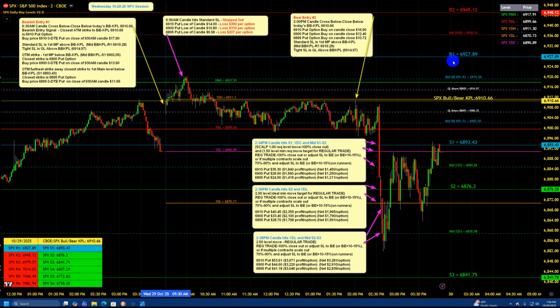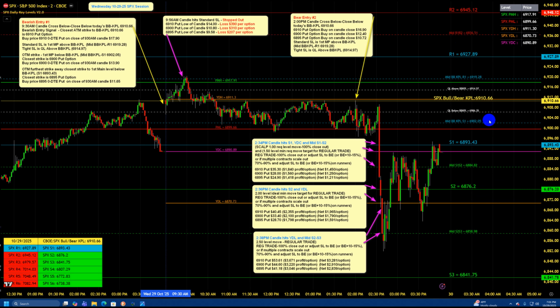However, you can take bullish or bearish trades off of the other main levels. So what do I mean by main levels? Well, the bull bear key price level is the main level. The R levels are main levels, and the S levels are main levels.